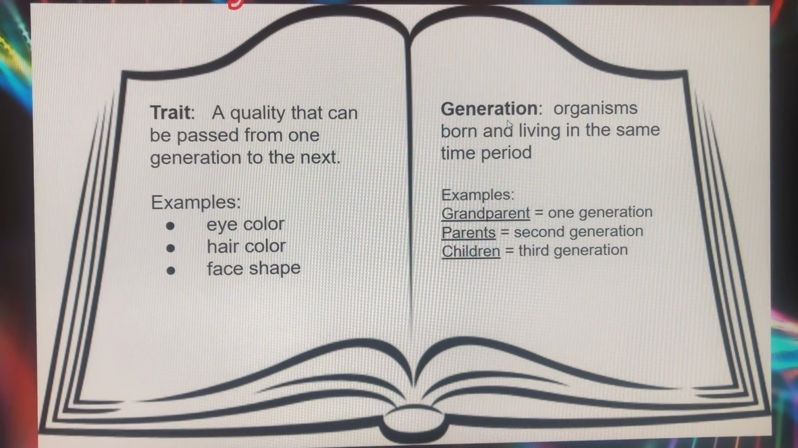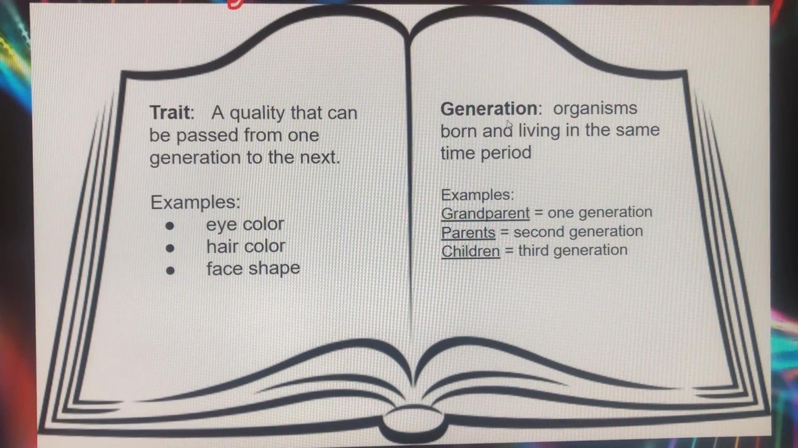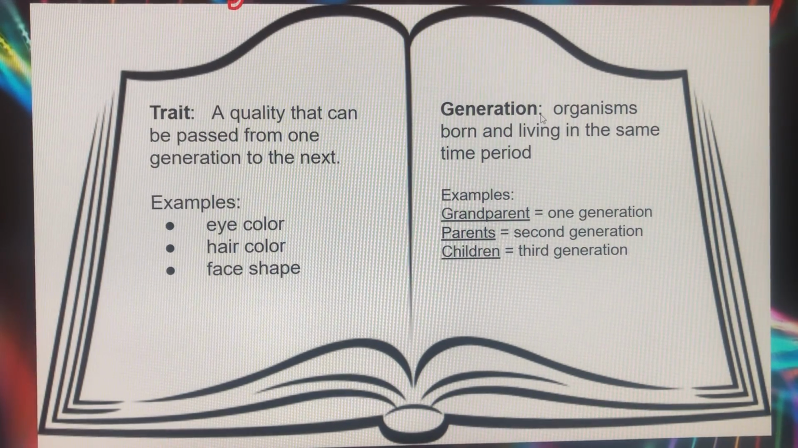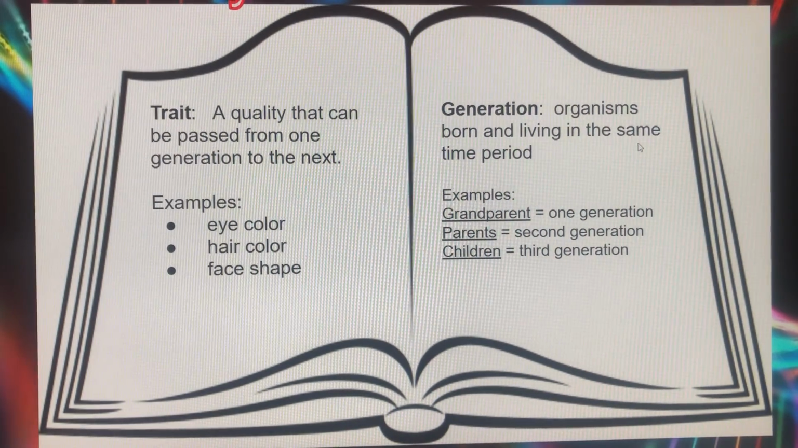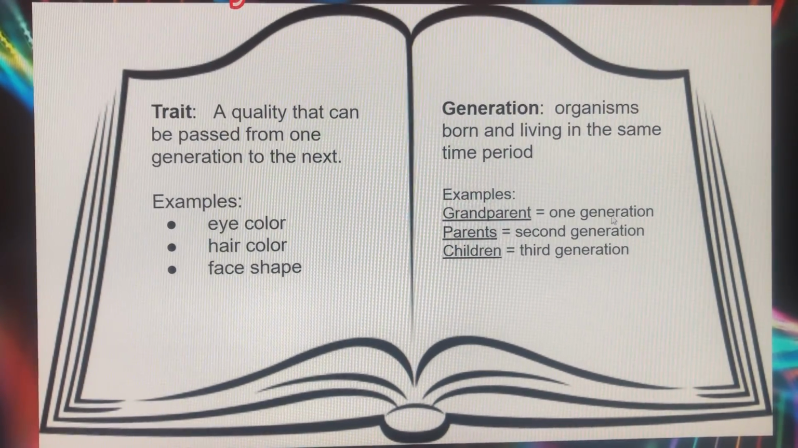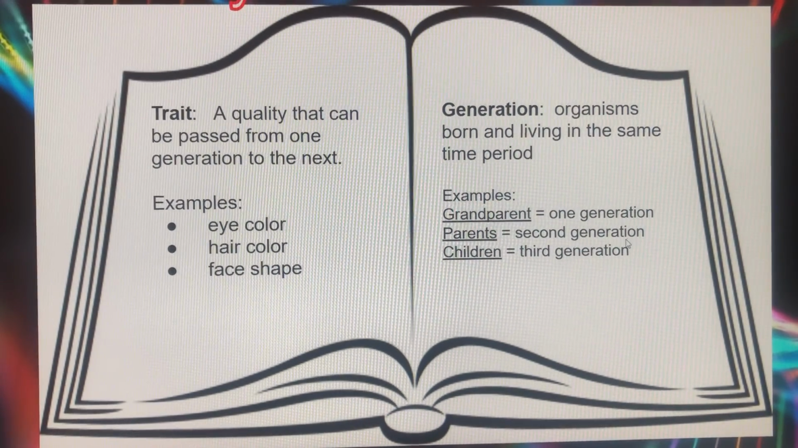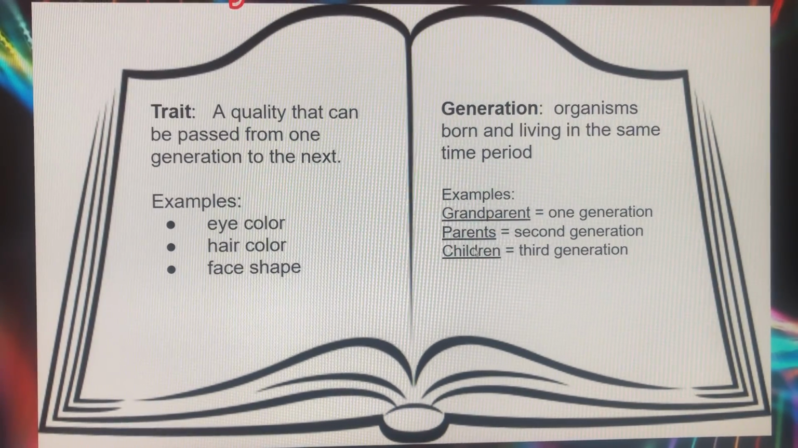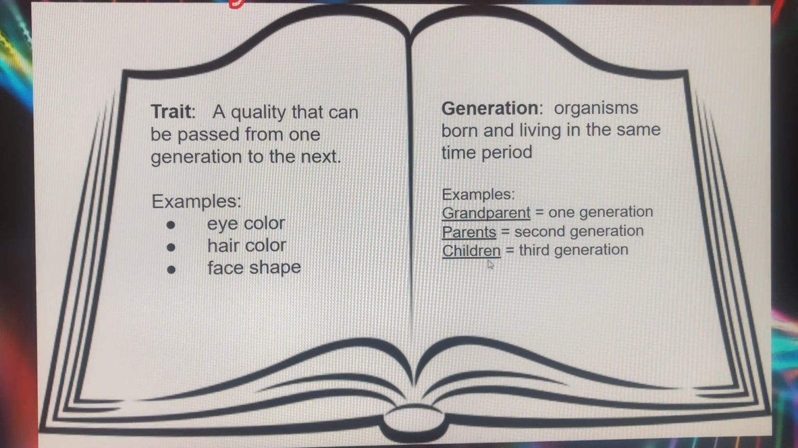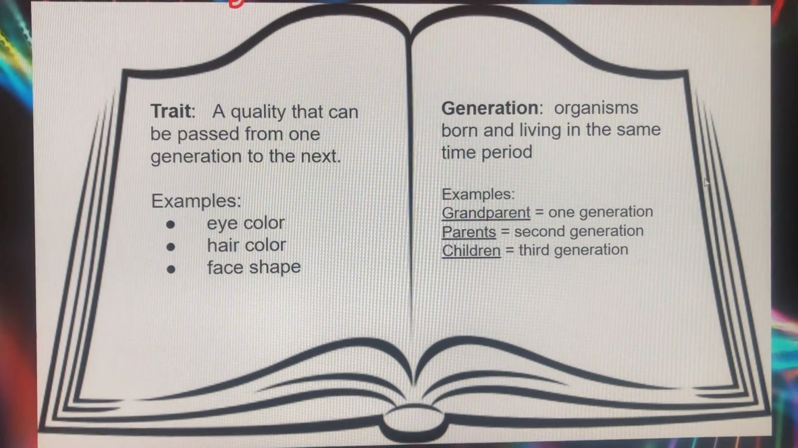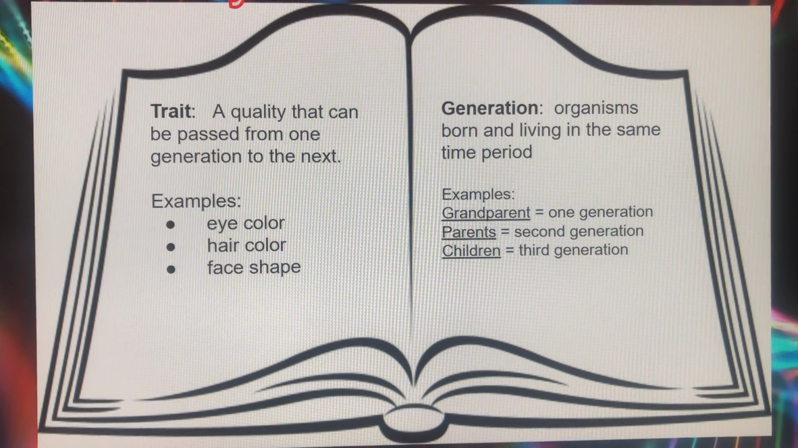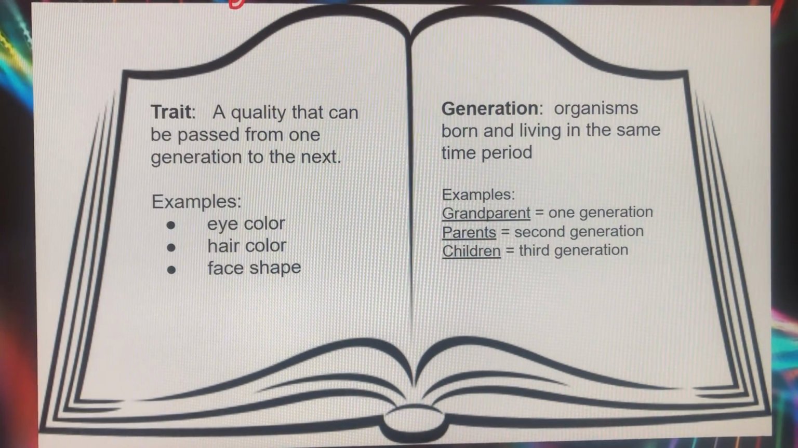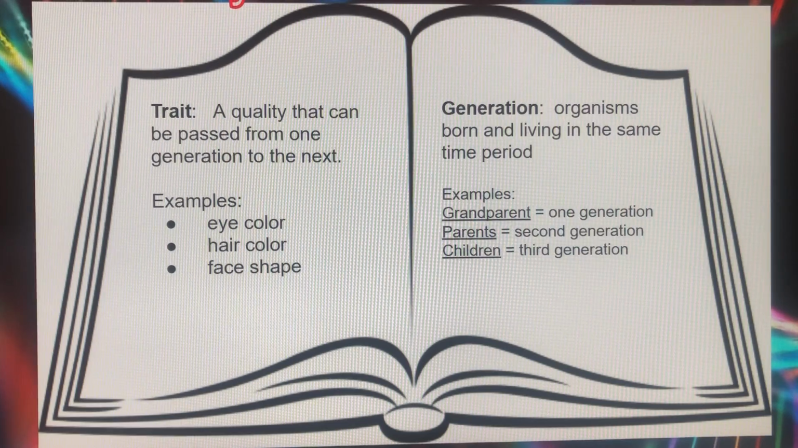Now, I've also added another definition and term for this unit. It is generation. So what is a generation? It is organisms born and living in the same time period. Okay, for example, your grandparents is one generation, your parents would be the next generation, and then the children, which would be you, you're the next generation. Okay, again, if you need extra time while creating your notes in your ISN, just push pause and you can push play when you're ready to move on.